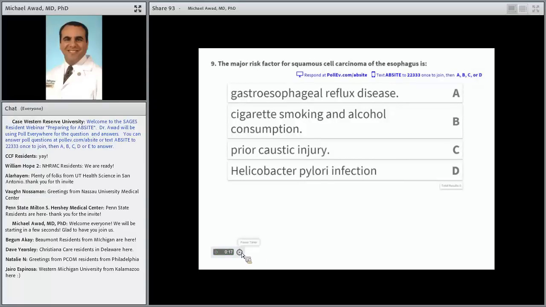All right, the next one, number 9. The major risk factor for squamous cell carcinoma of the esophagus is GERD, cigarette smoking and alcohol consumption, prior caustic injury, or H. pylori infection.